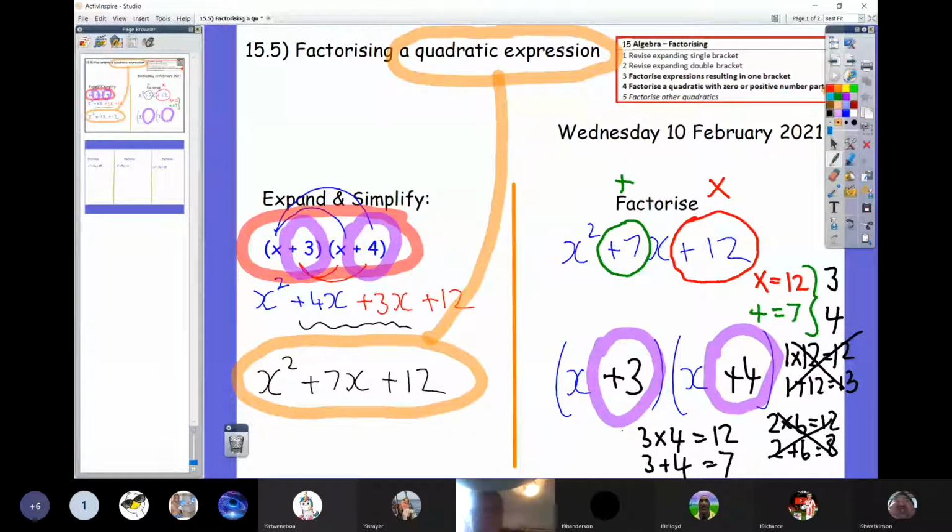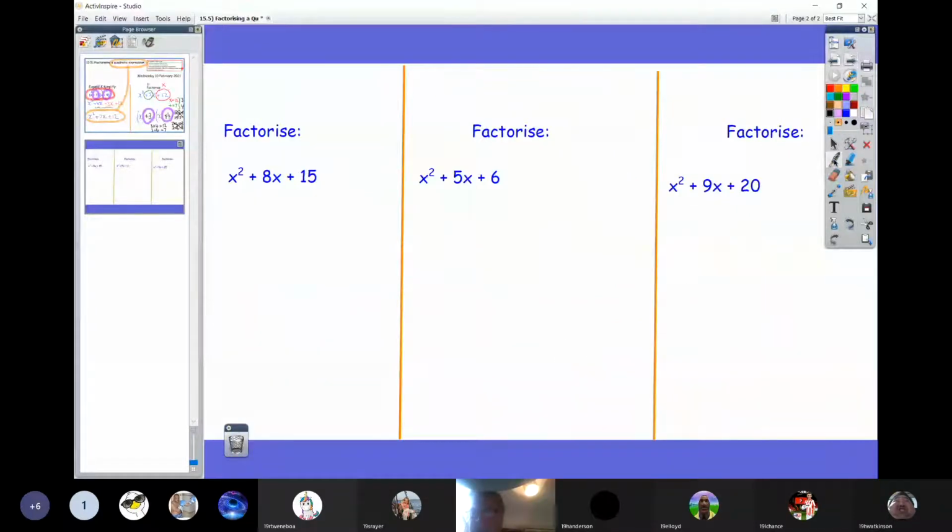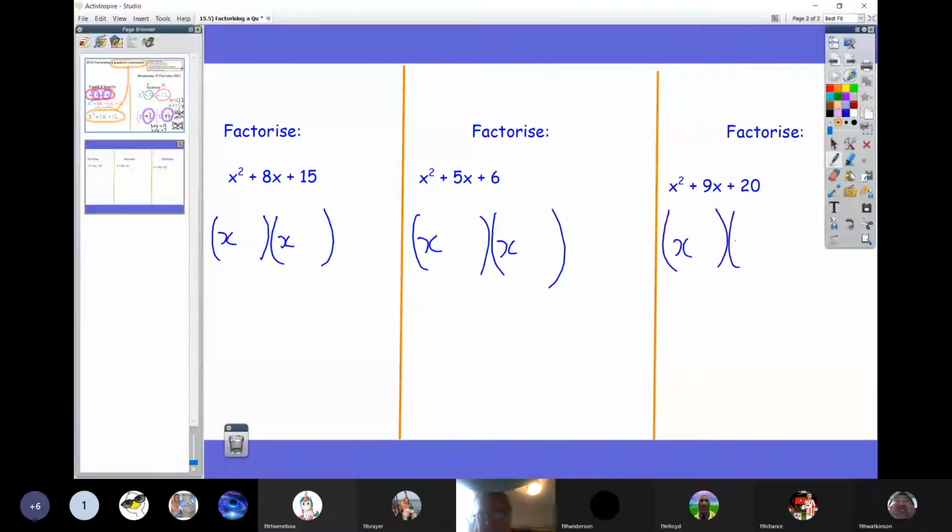So let's have a look at these here. I'm going to do the one on the left first of all. I know my final answer is going to be a pair of brackets, and they are x and x. Do you know what? I might do all 3 at the same time. I know with that middle one, my final answer will be a pair of brackets x and x, and the one on the right, x and x.